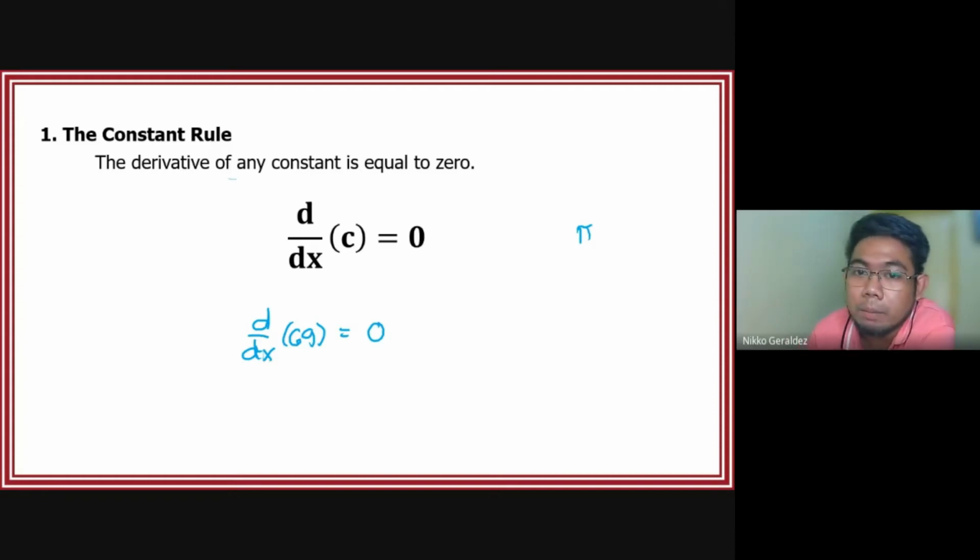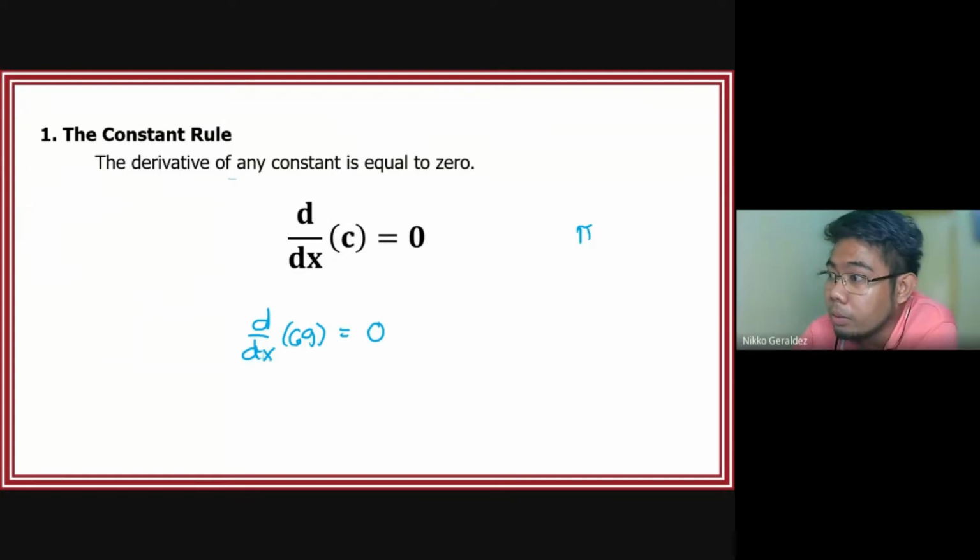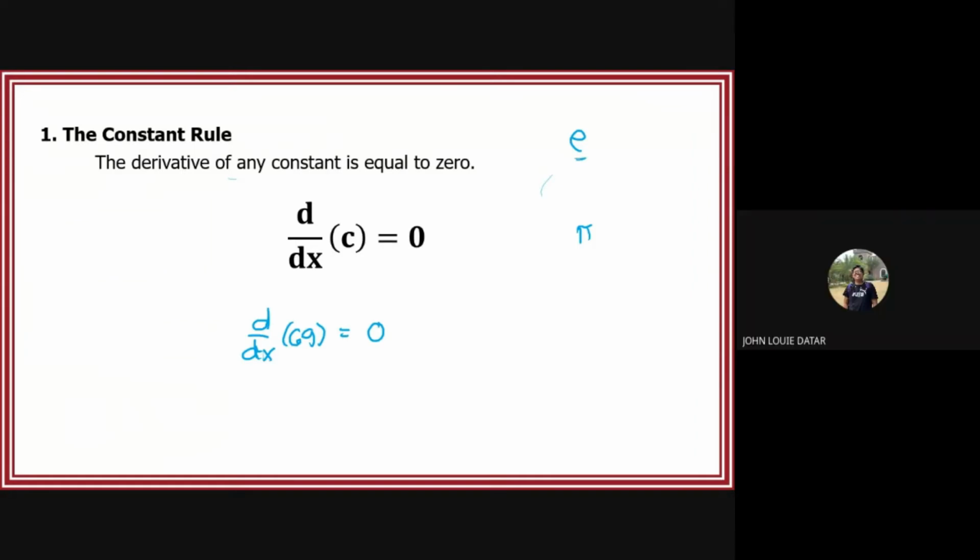Derivative of Euler's number? 0. If you're familiar with Euler's number, in the exponential function, the e, that is 2.718. So that is Euler's number. So that's also a constant.